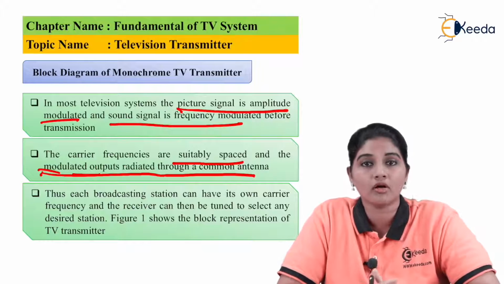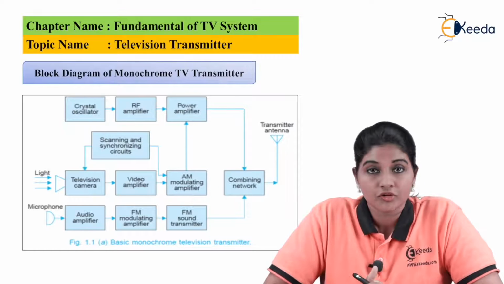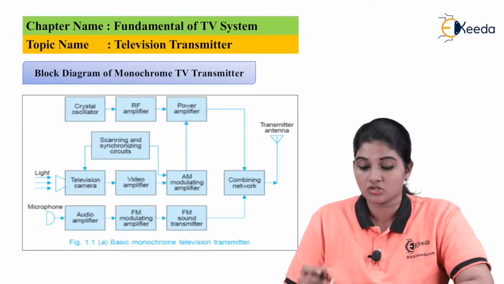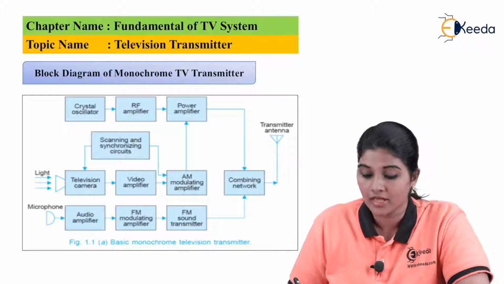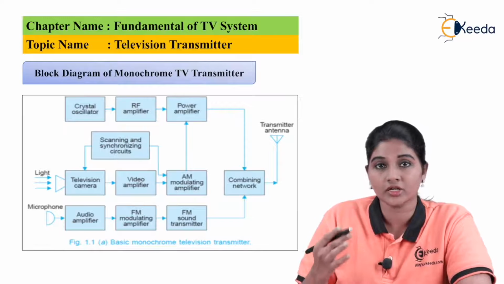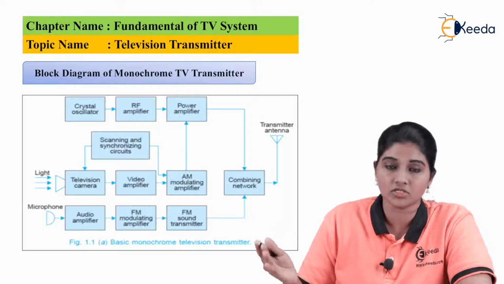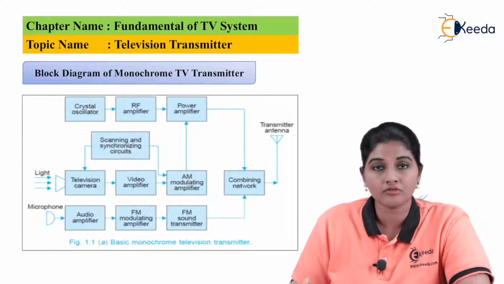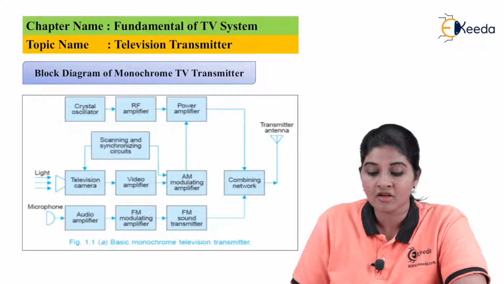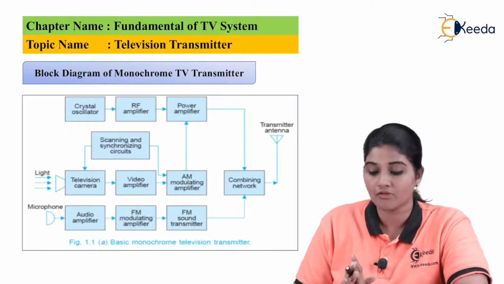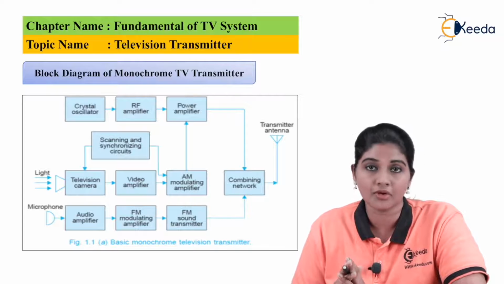Now let's have a look at the block diagram of the TV transmitter. The figure shows the diagram of the TV transmitter, which consists of a television camera and an audio amplifier for capturing the audio and video information. Then we have amplifiers for amplifying the signal to a level which is able to further drive the system. Then it consists of a combining network, which is used for combining both the audio as well as the video signal. Then it has a power amplifier, RF amplifier and crystal oscillator. The crystal oscillator and RF amplifiers are basically used to produce the RF carrier frequency, which is then further used for amplitude and frequency modulation.